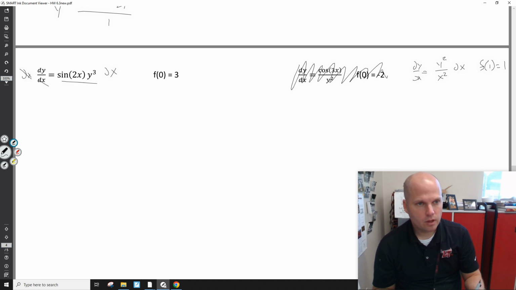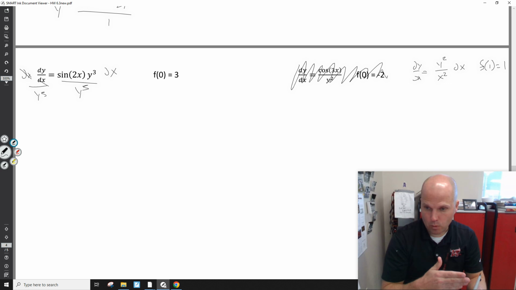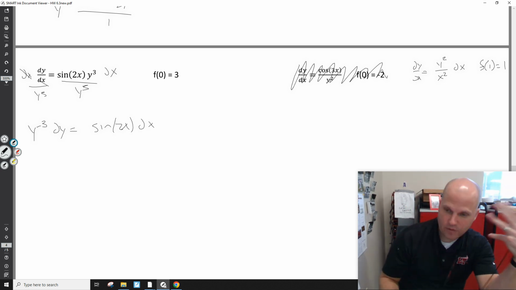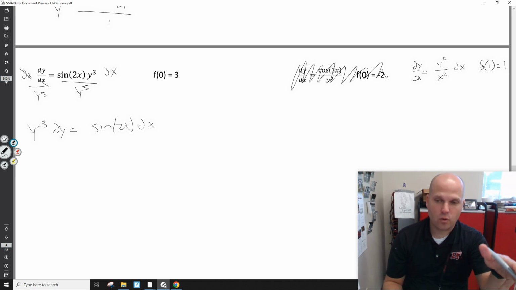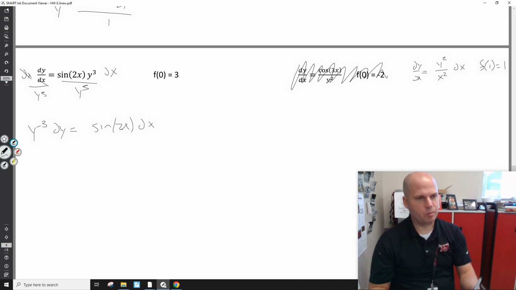Great. Here I have to divide by y cubed. Now, however you want to get there, you could multiply by 1 over y cubed instead of dividing by y cubed. That's fine. What I would probably end up with is y to the negative third dy equals sine 2x dx. Whether it's 1 over y cubed and then I bring it up, dy over y cubed becomes y to the negative third times dy. Just get to this spot. That way you can take an antiderivative.